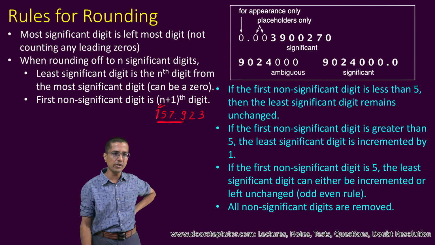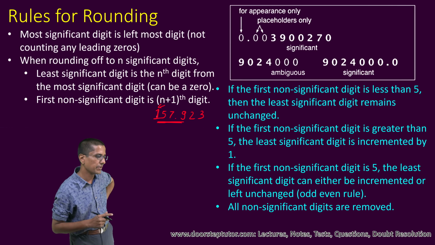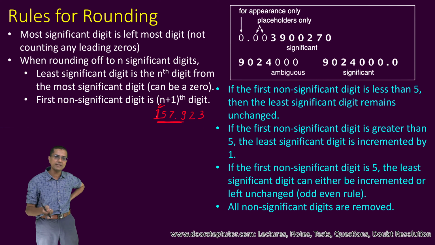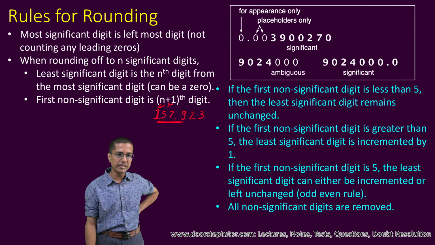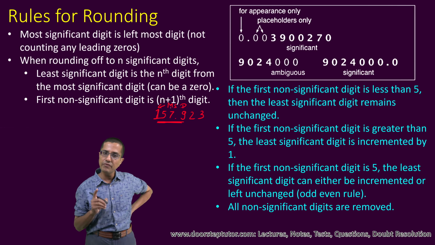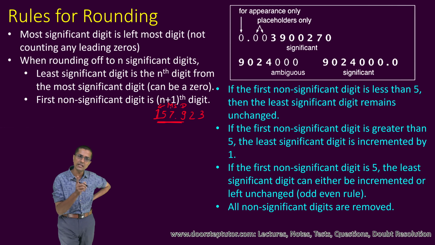So the first thing we determine when we are trying to round off a number to n significant figures is our most significant digit. So this is the most significant digit. It is the first non-zero digit starting from the left hand side.